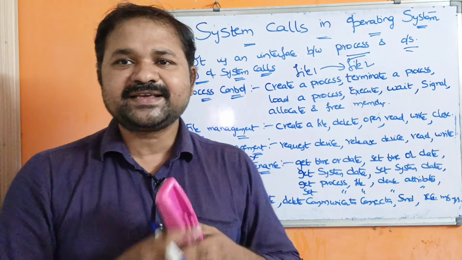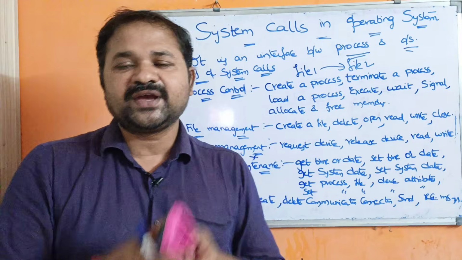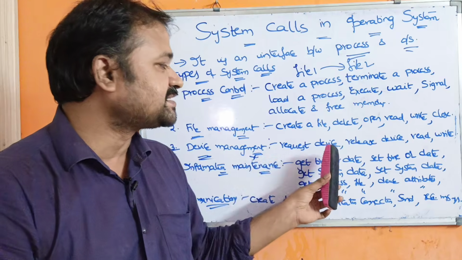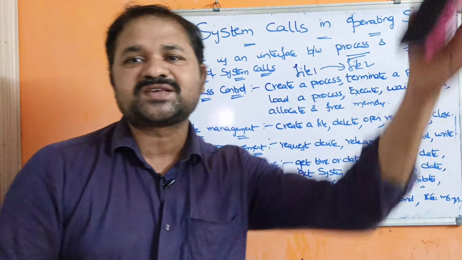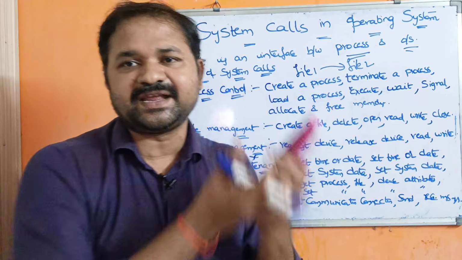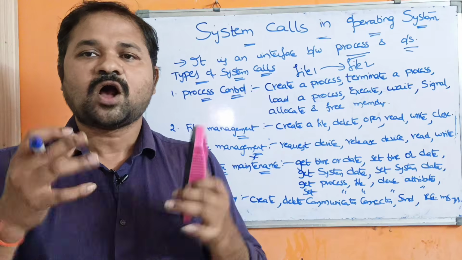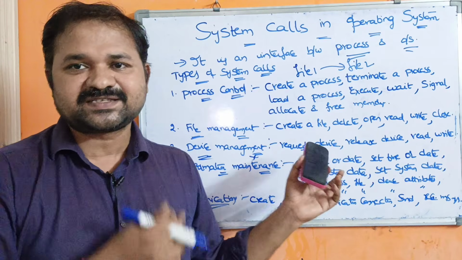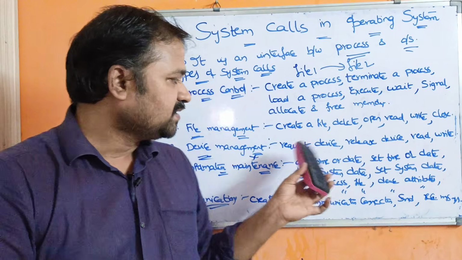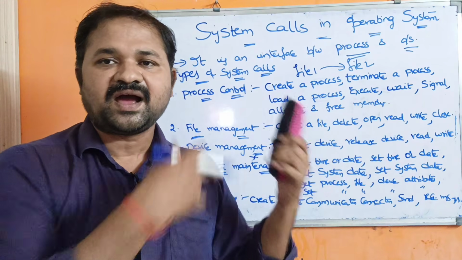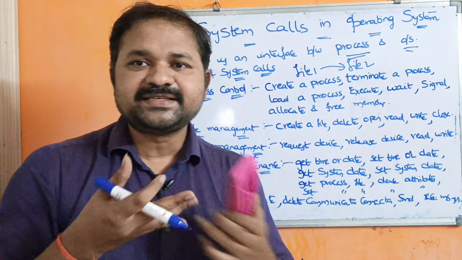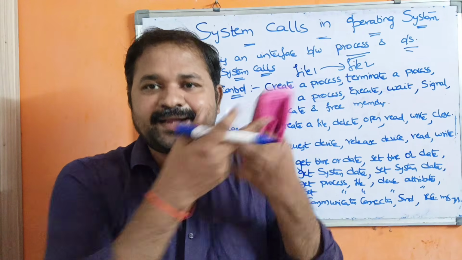Requesting a device. Let us assume that we have given some printout. Initially the operating system puts a request for the printer, using the request device system call. Once the printing is over, we can release the device with the help of the release system call. The operating system internally uses request and release system calls according to our requirement. Whenever we give print, the request system call will be initiated, and after the printing is over, the release system call will be initiated.